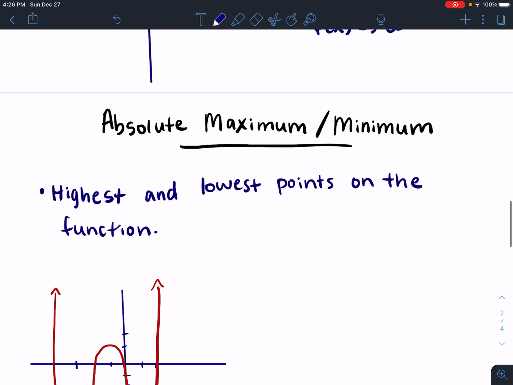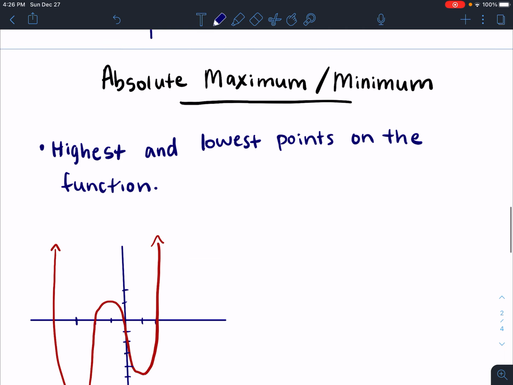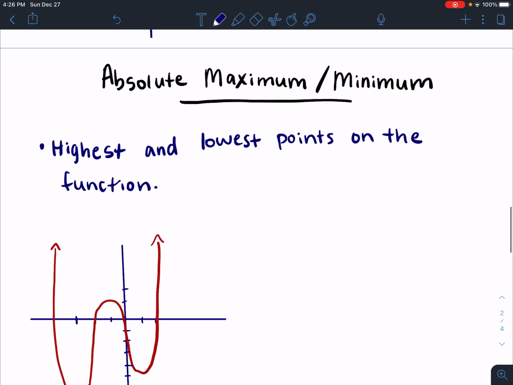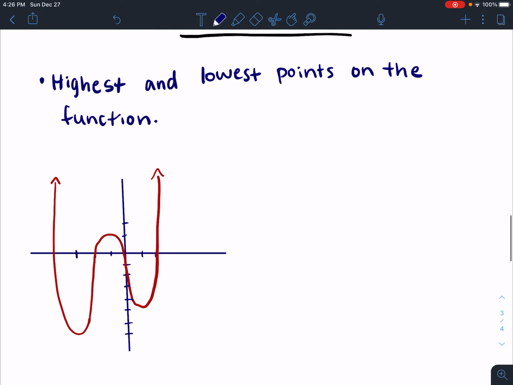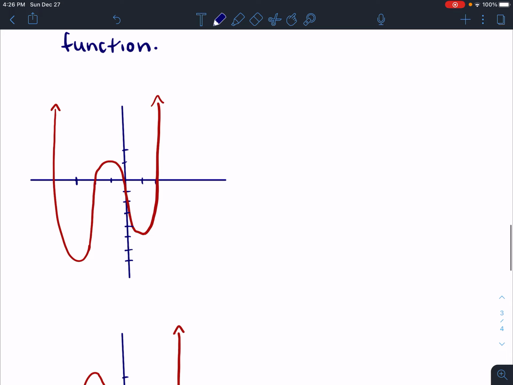And the next characteristic is absolute maximum and minimum. So absolute maximum and minimum are the highest and lowest points on the function. So in this example, there would only be an absolute minimum, because you can't have an absolute maximum since both these lines just keep going to infinity, so you wouldn't have any absolute number. But the absolute minimum over here, the y value, would be negative 7.